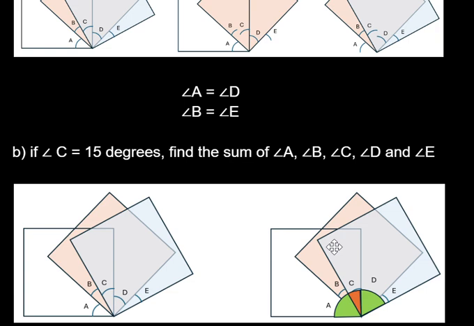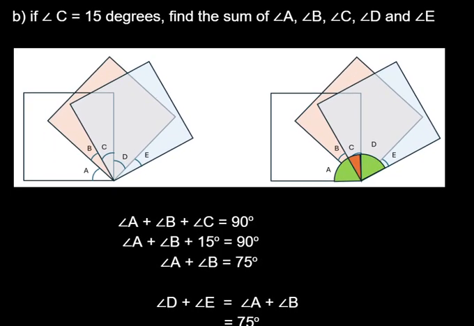Now we move on to the second part of the question. If angle C is 15 degrees, find the sum of angle A, B, C, D, and E. That means you add up all the 5 angles together. Similarly, this is the original diagram. Now we know the angle C is 15 degrees, so I highlight this as brown.